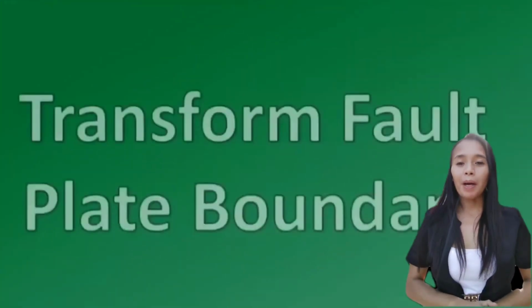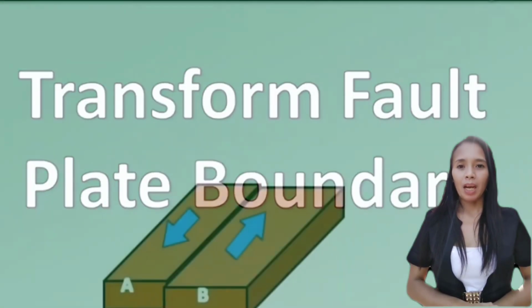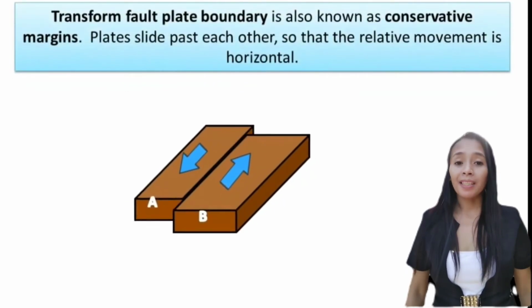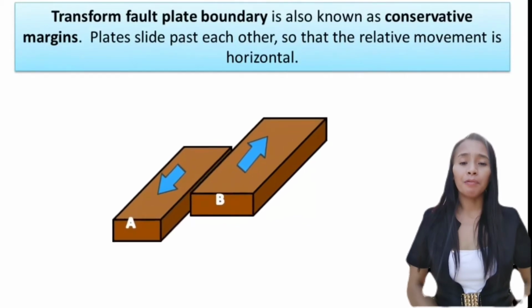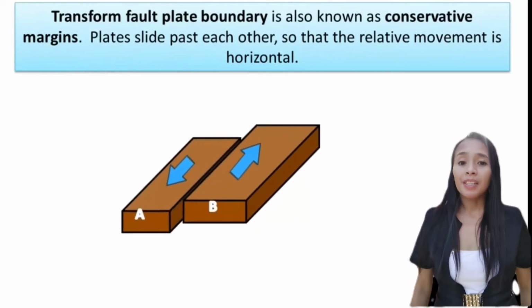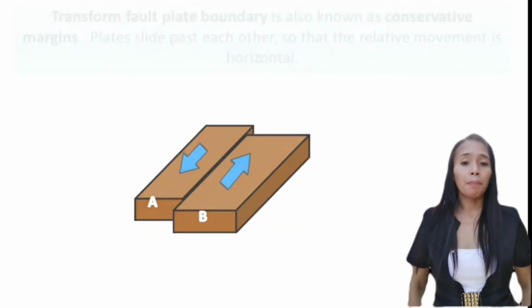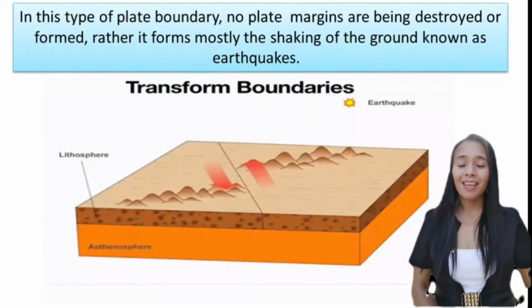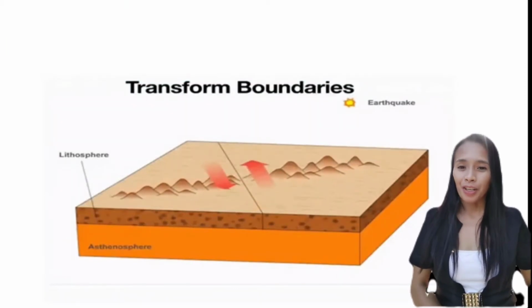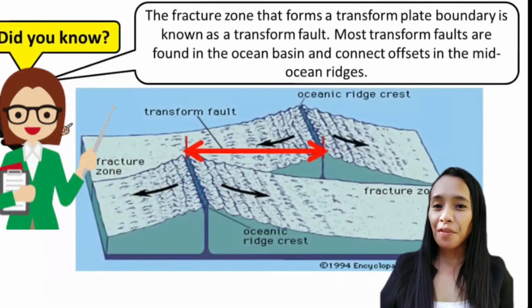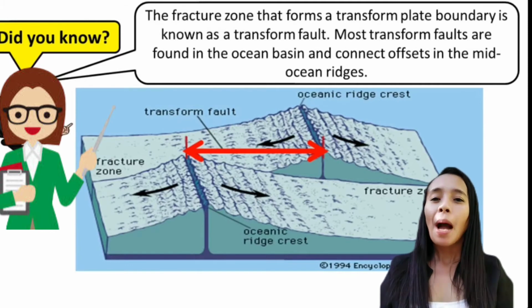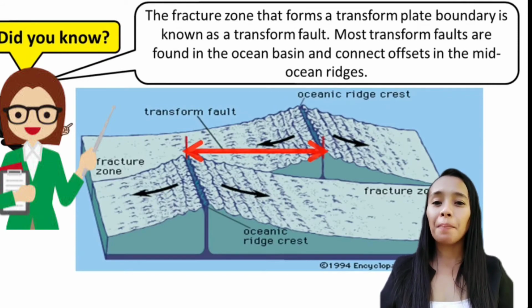Now, let's talk about the transform fault plate boundary, also known as conservative margin. Plates slide past each other so that the relative movement is horizontal. In this type of plate boundary, no plate margins are being destroyed or formed. Rather, it mostly forms the shaking of the ground known as earthquakes. Did you know that the fracture zone that forms a transform plate boundary is known as a transform fault? Most transform faults are found in the ocean basin and connect offsets in the mid-ocean ridges.